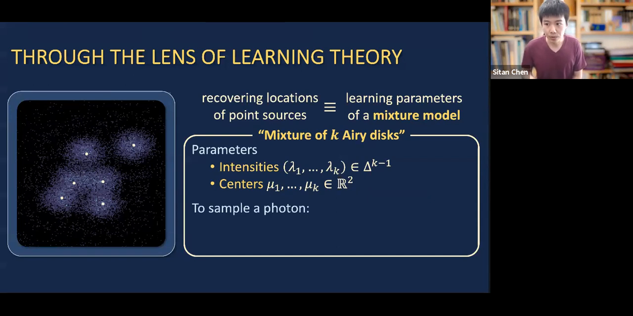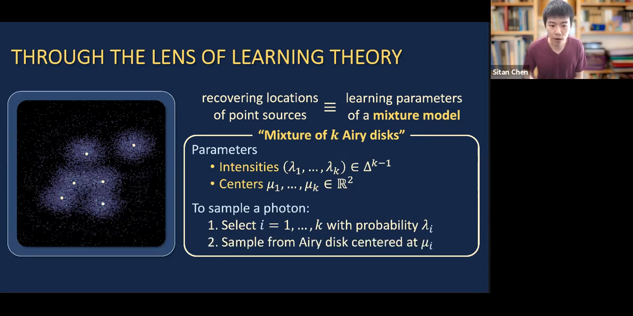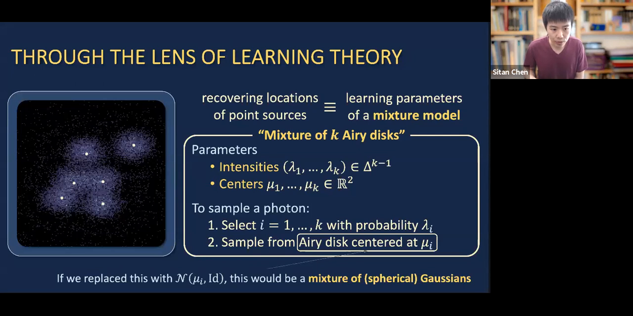To sample from this probability distribution, I'm going to select some index i from 1 to k with probability equal to the corresponding intensity, lambda sub i. And then I'm going to sample from the ith area disk, namely the one centered at mu sub i. Okay, so this is a mixture model. And indeed, if you replaced this last bit about the area disk centered at mu sub i with just a standard Gaussian centered at mu sub i, then this distribution would simply be a mixture of spherical Gaussians. Okay, so that's the starting point for the connection to TCS.